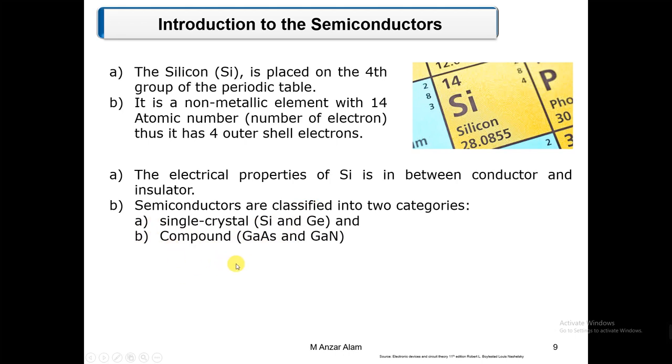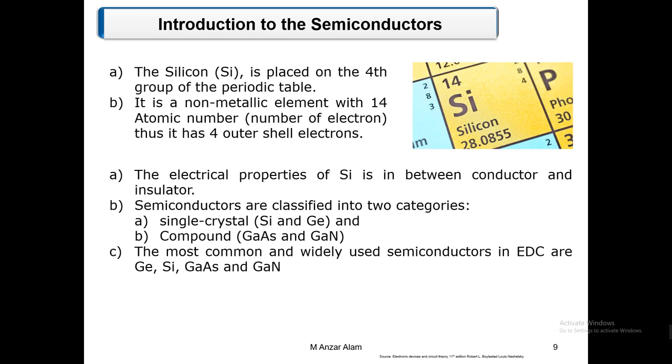But you should remember, semiconductors nowadays, in this era, in this decade, there are different semiconductor materials being used in manufacturing the ICs, the diodes, the transistors, the very large scale integrated devices, the computers, the chips. Silicon is one of the most widely used, and germanium is only used in special cases, along with gallium arsenide and gallium nitride. The most common and widely used semiconductors in EDC are germanium, silicon, gallium arsenide, gallium nitride.